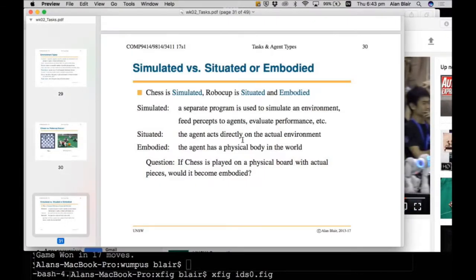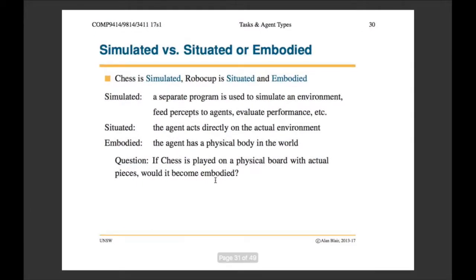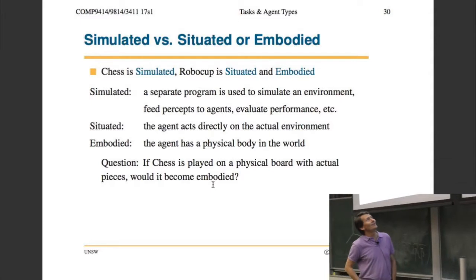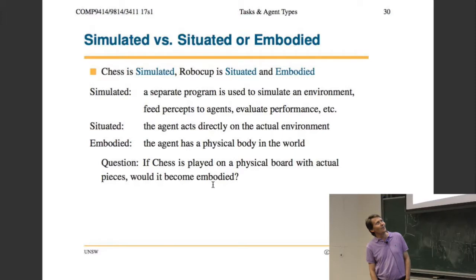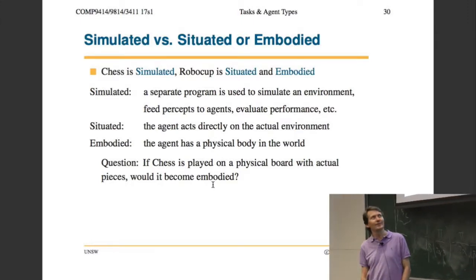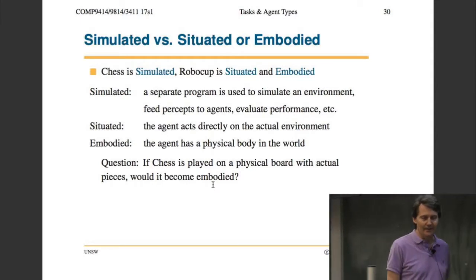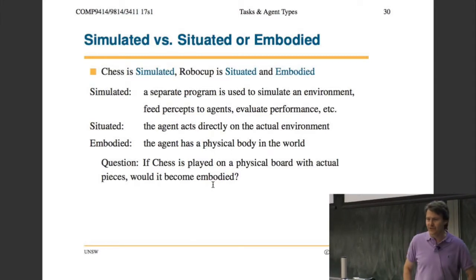Okay, so you get the idea. So the first thing is simulated versus situated and embodied. Simulated means that a separate program is used to simulate the environment, feed percepts to agents, evaluate performance, etc. Situated means the agent acts directly on the actual environment. Right, so you can see chess is simulated, whereas Robocup is both situated and embodied.